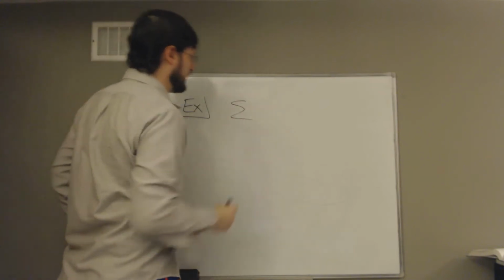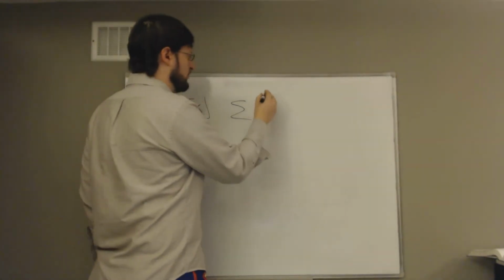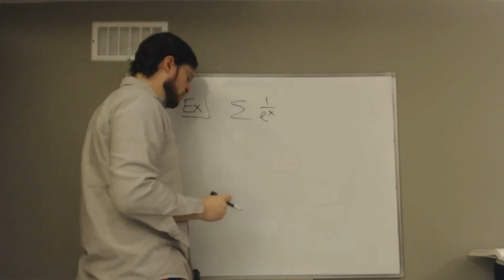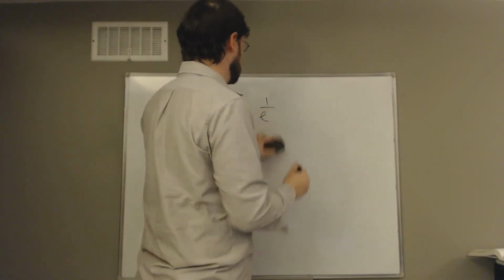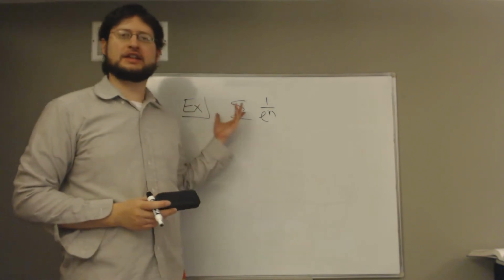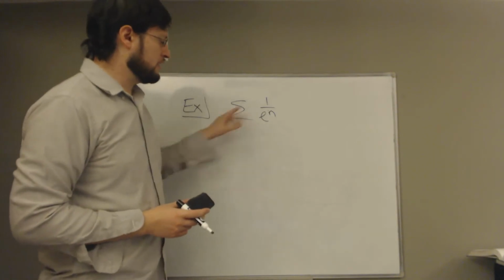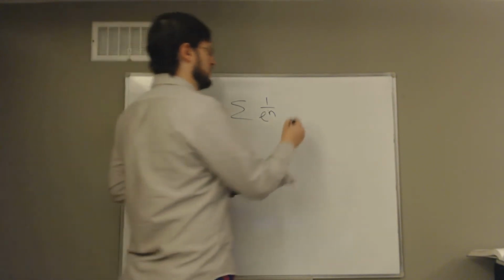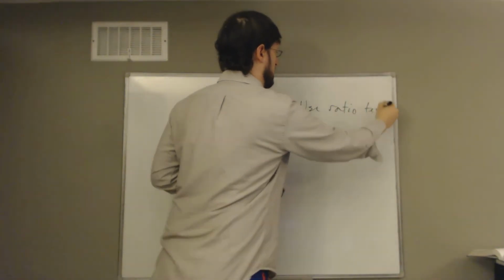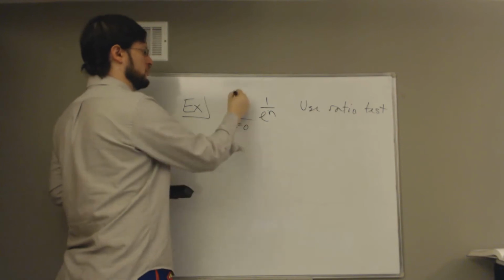All right, so let's look at this series, 1 over e to the n. This is one that we already know what to do with. We actually looked at this series with the integral test, and we decided that it should converge. Let's try to apply this ratio test as well. Let's use the ratio test. And again, it doesn't matter where I start, so let's just start at 0 and go to infinity.